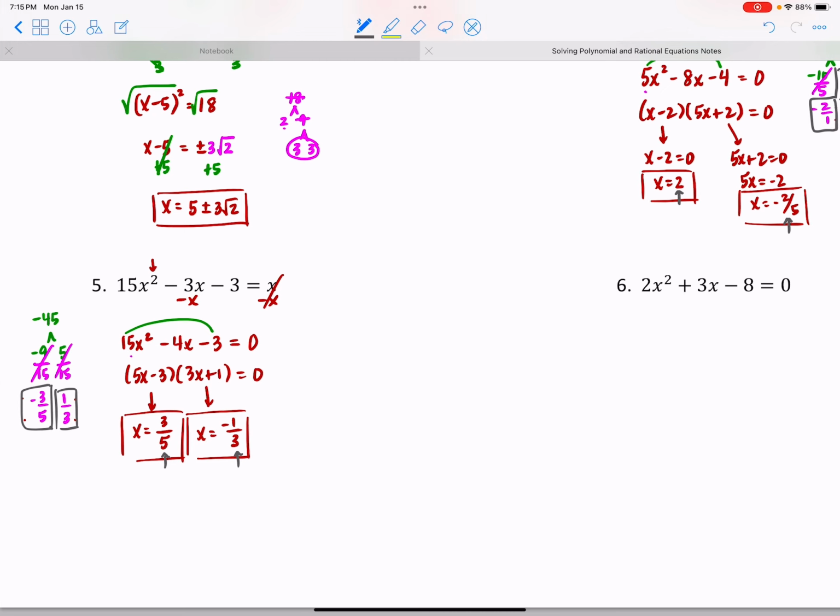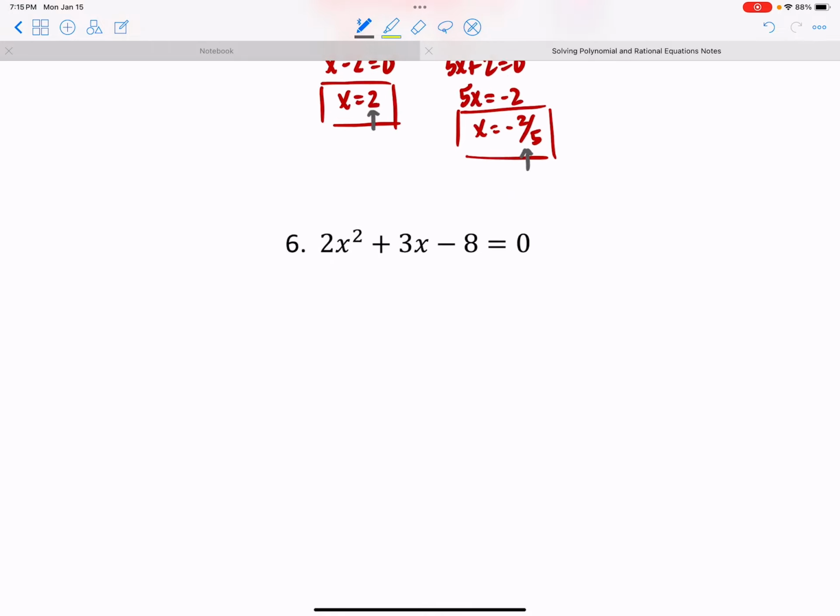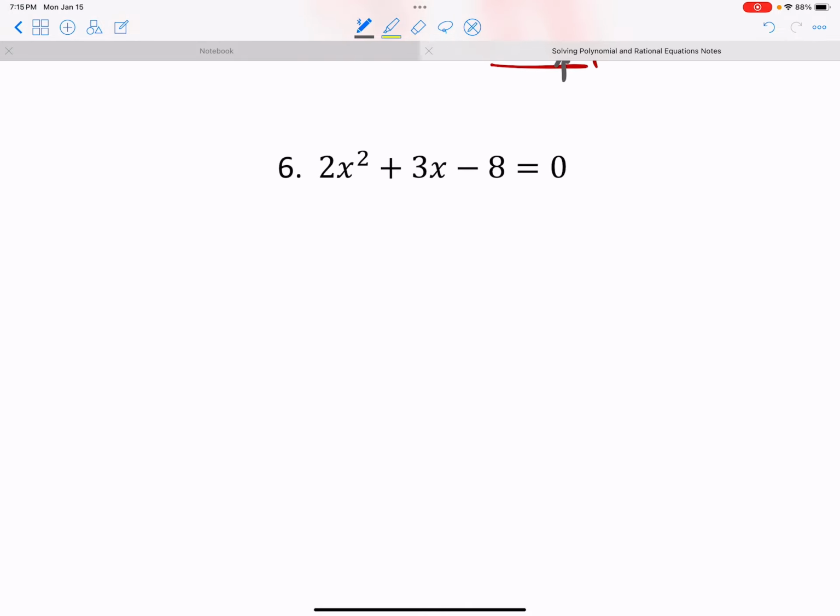I don't mind factoring, but I'm pretty comfortable with that. So if you don't like it, then you're going to use the quadratic formula, which is what we're going to have to use on this one. So again, I can't just get x squared by itself because I have the quadratic and the linear term here. So if I wanted to try to factor, you're going to see it's not going to work out.